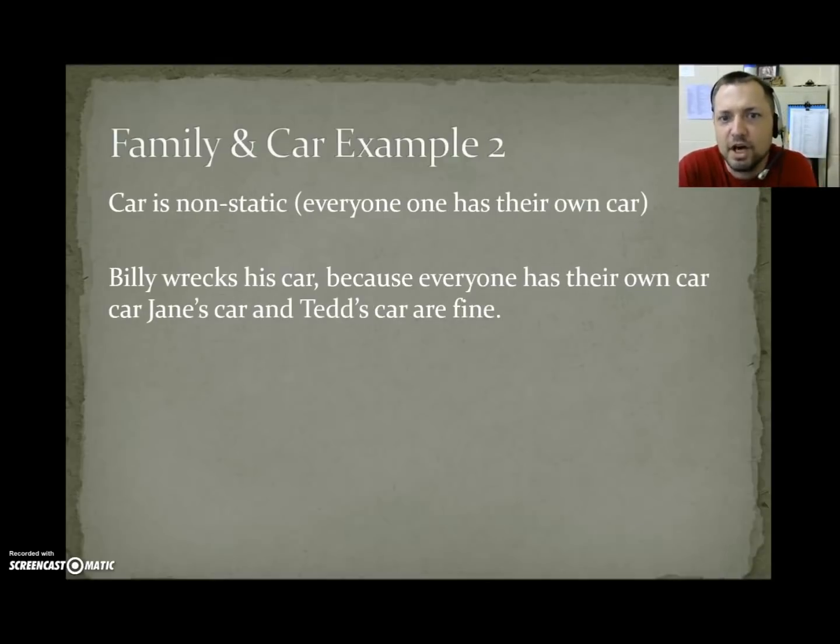If you make something non-static, everyone will have their own copy of that variable. So if Bill wrecks his car, because everybody owns a car, Jane's car and Ted's car are fine because there are actually 3 cars because there are 3 family members. If there are 50 family members, there'd be 50 cars. If it were static and you had 50 family members, there would still only be 1 car. It'd probably be a little bit hard to get places because everybody would want use of it, but there would be only 1 car.